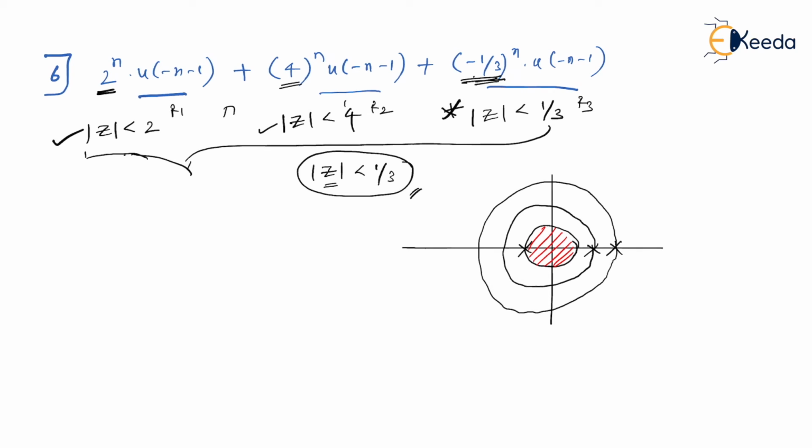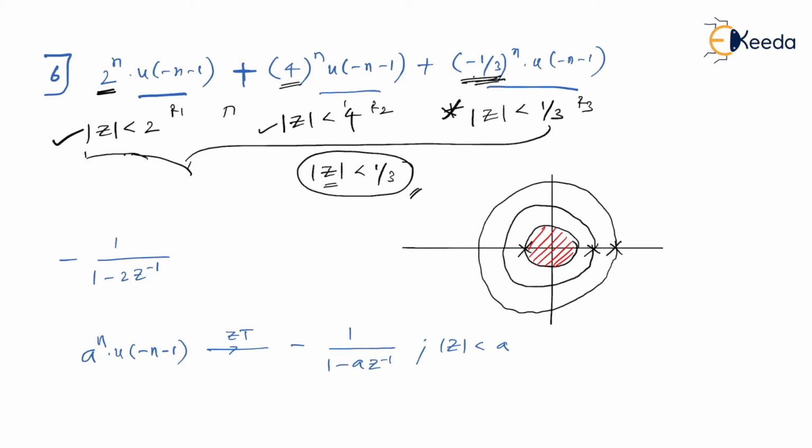And it is very easy to write their respective z transforms also. 2 raised to n u of minus n minus 1 will give me minus of 1 upon 1 minus 2z inverse. I'm sure you know how we write this. Let me remind you, a to the power n u of minus n minus 1 will have the z transform, by default a negative sign comes over here, 1 upon 1 minus a z inverse, where mod of z less than a was our standard form.